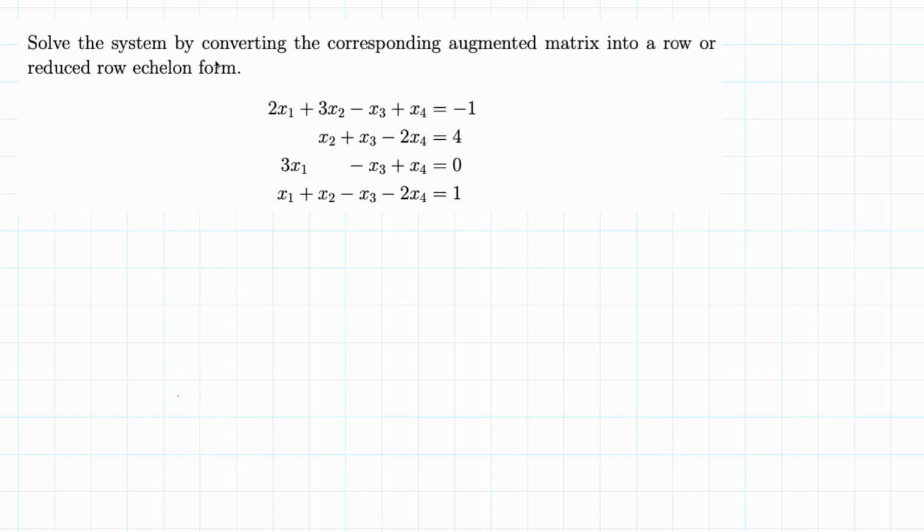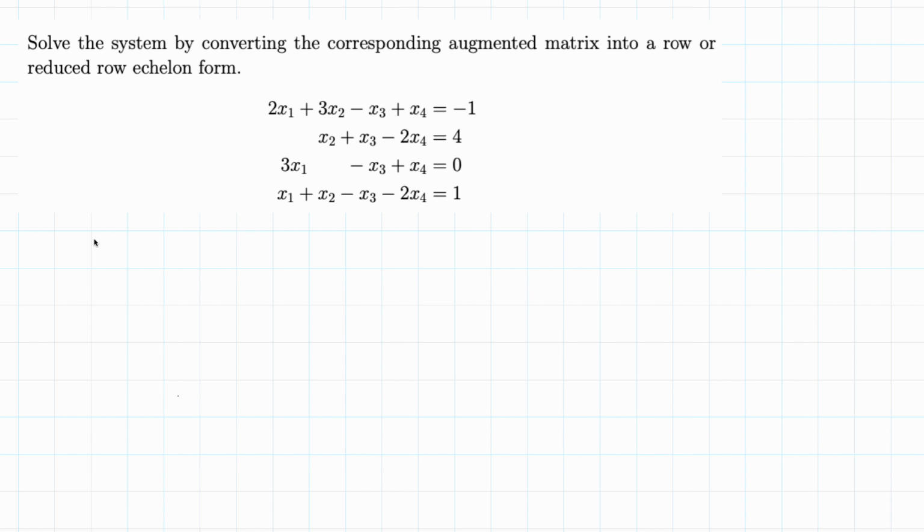Solve the system by converting the corresponding augmented matrix into a row or reduced row echelon form. So we have a system of linear equations. First we write the corresponding augmented matrix. So we got x1, x2, x3, x4. So 2, 3, negative 1, 1.